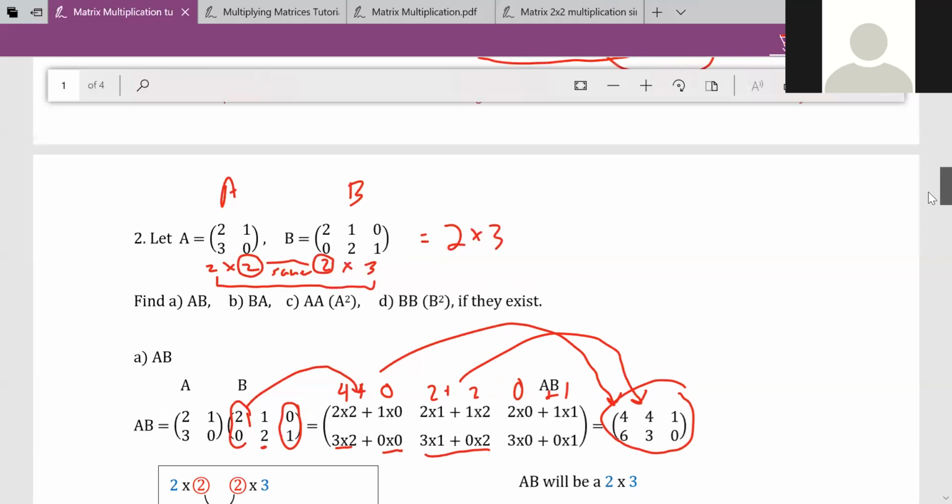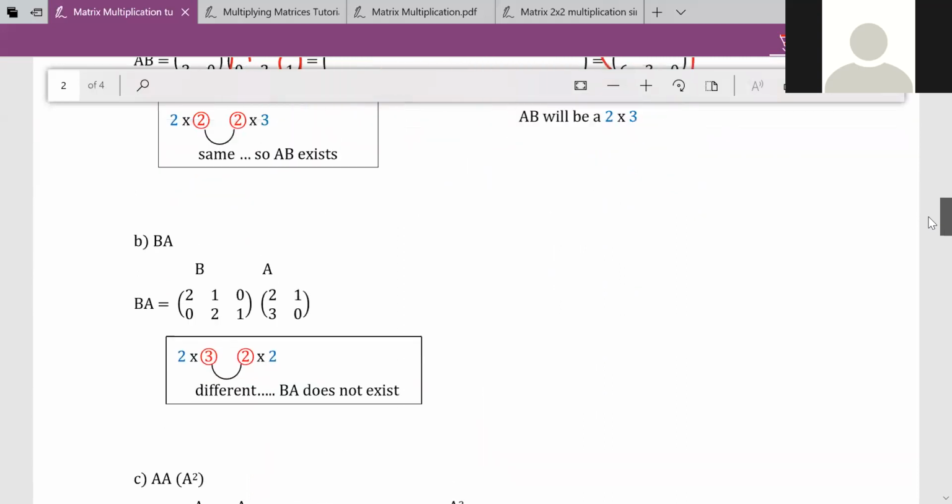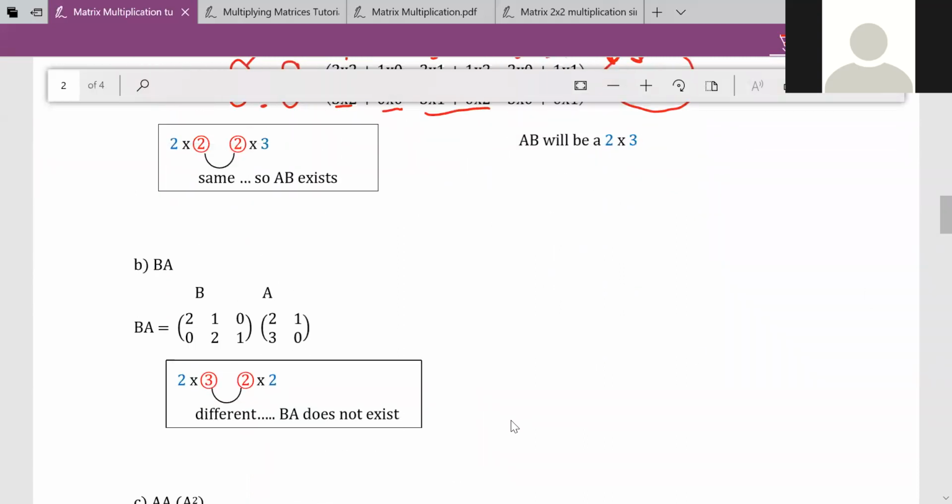Let's try some of these on our own. So if you have a pen or a pencil, this is where I want you to try some on your own. Now this one here, B and A, are not definable. Why are they not definable? Because this is 2 by 3, and this matrix is 2 by 2. Notice that the 3 and the 2, when I'm comparing this column with this row, they're different. So you can't solve that one.